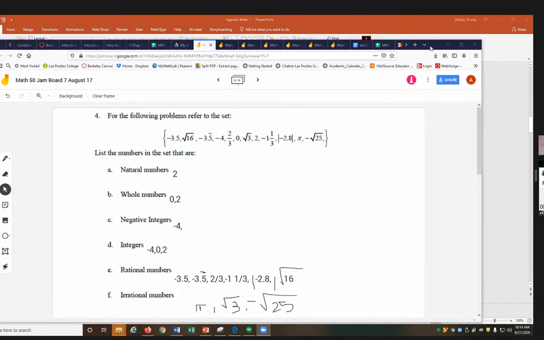Group 4. Oh wait, page 1 is. I thought that was group 4. Oh, there we are. All right, great. So group 4, go ahead and explain.